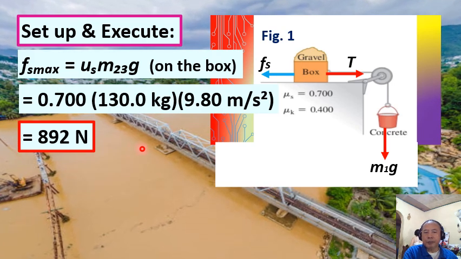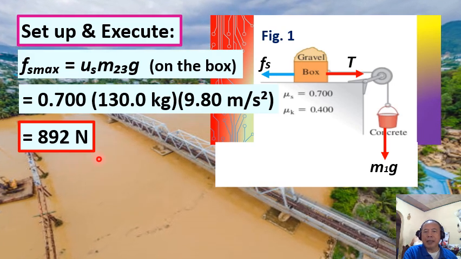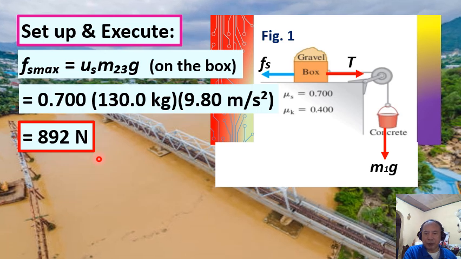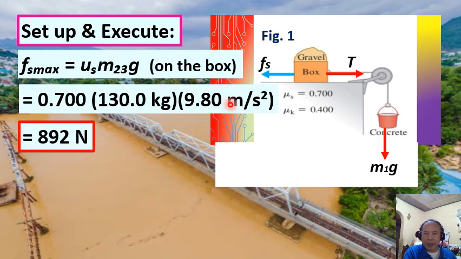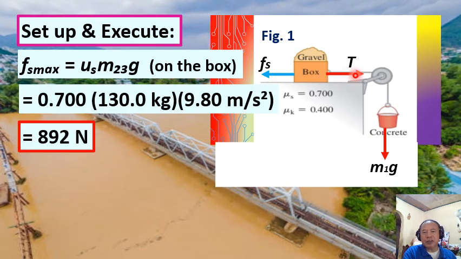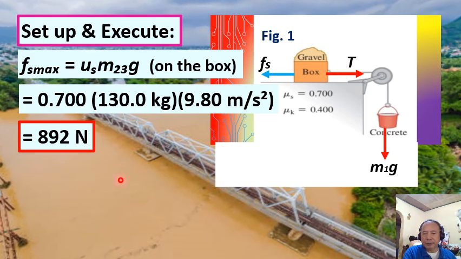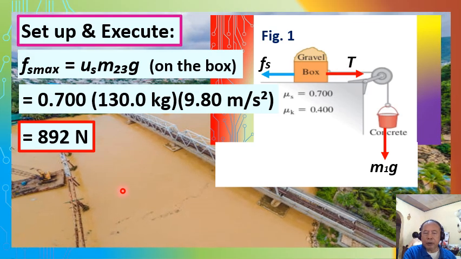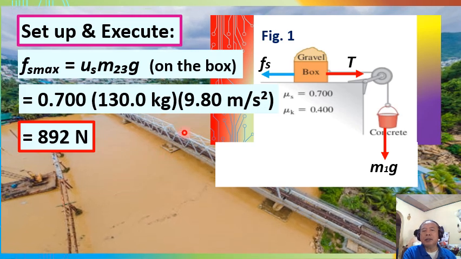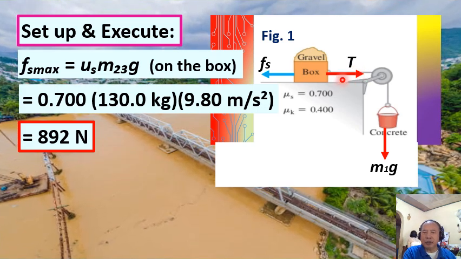But we are required to determine the actual amount of static friction on the box when there is a tension force, capital T. Earlier, we already have computed the value of the tension force T.